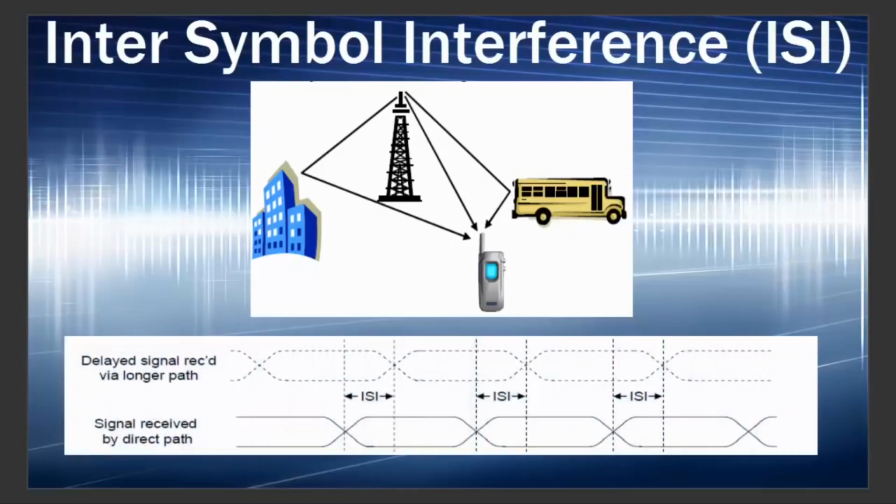This figure shows how delay induced by multipath propagation can cause a symbol received along a delayed path to bleed into a subsequent symbol arriving at the receiver via a more direct path. This phenomenon is referred to as inter-symbol interference.